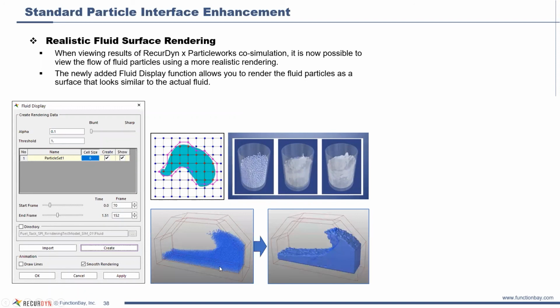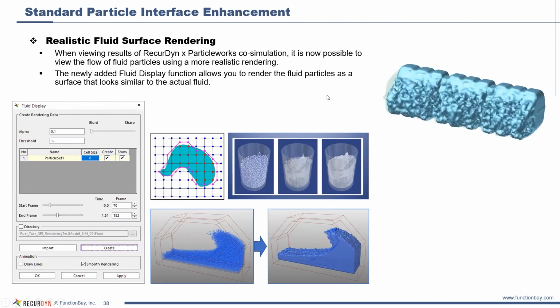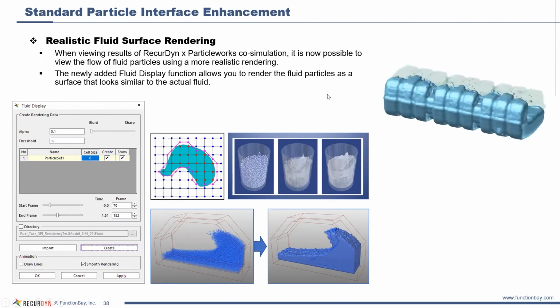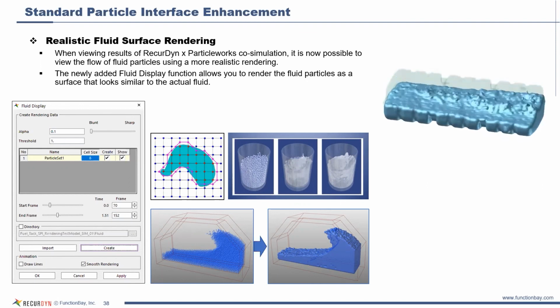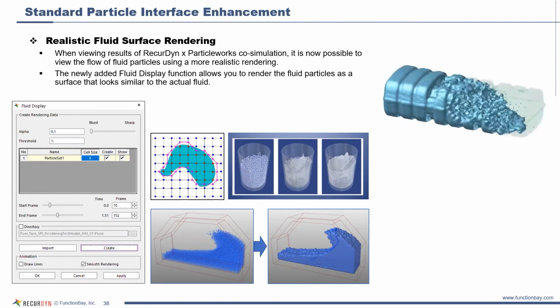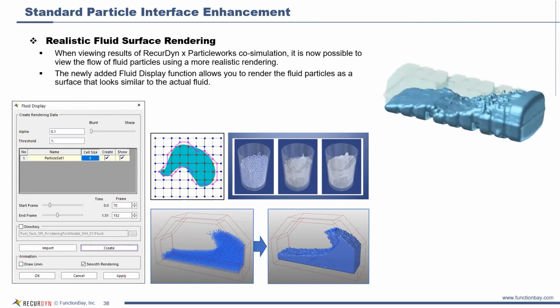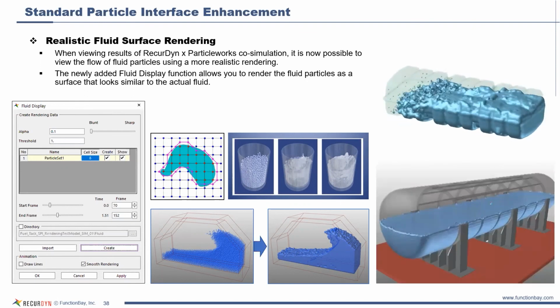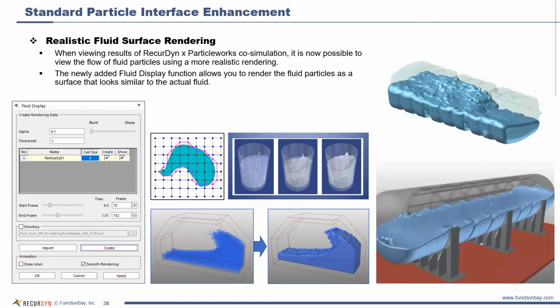Initially when you view the particles in RecurDyn, they'll appear as what's shown on the left. Once you apply this new fluid surface rendering to the fluid, then you get this nice visualization of the fluid. And we can see a couple of examples of animations using this new rendering feature. And then here's just another example.